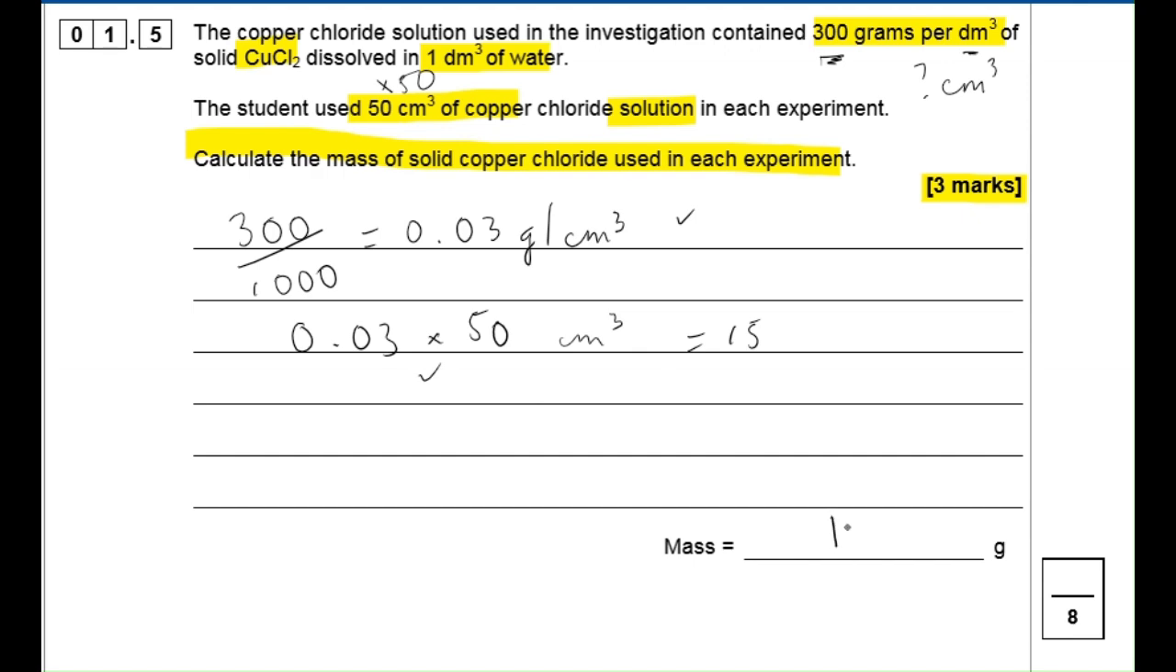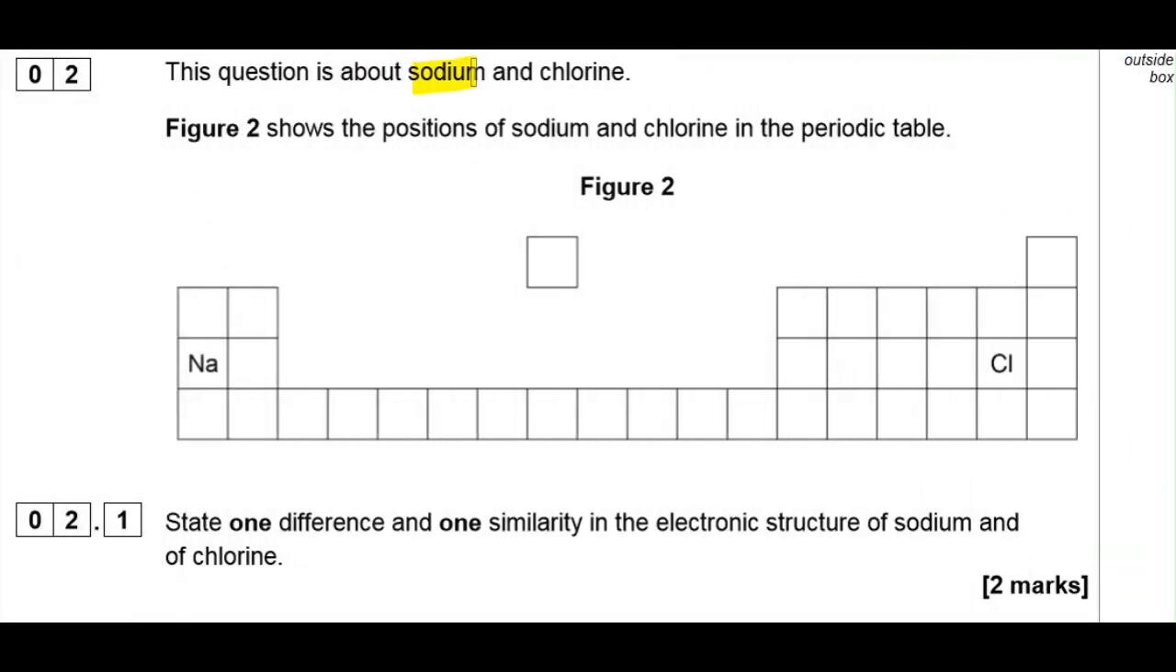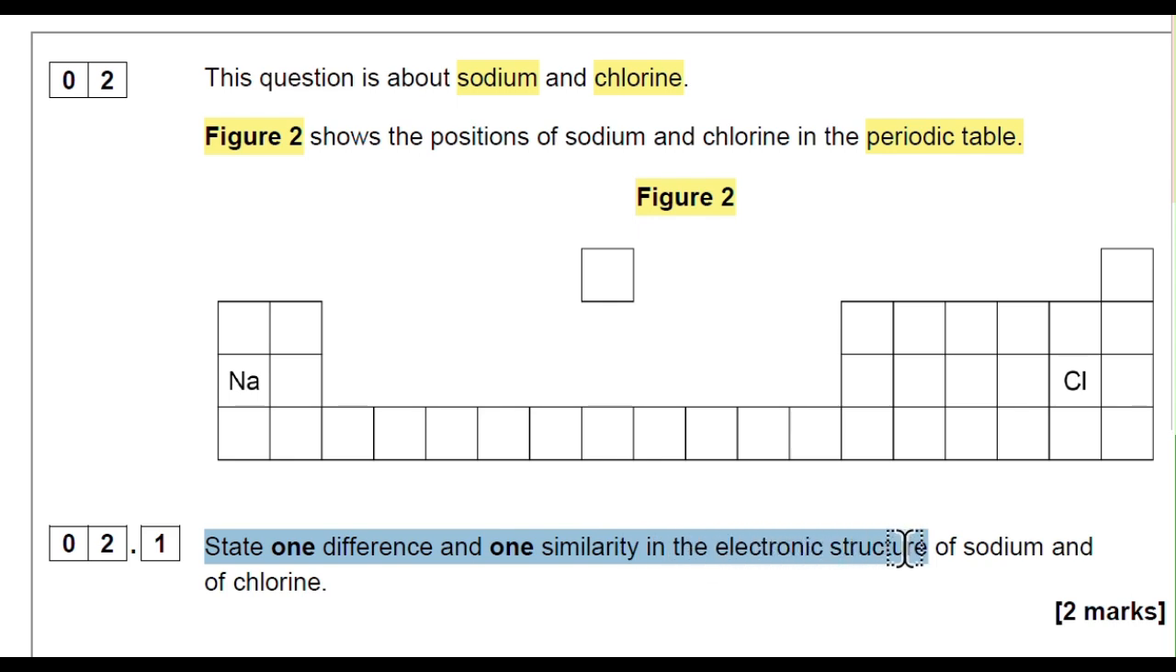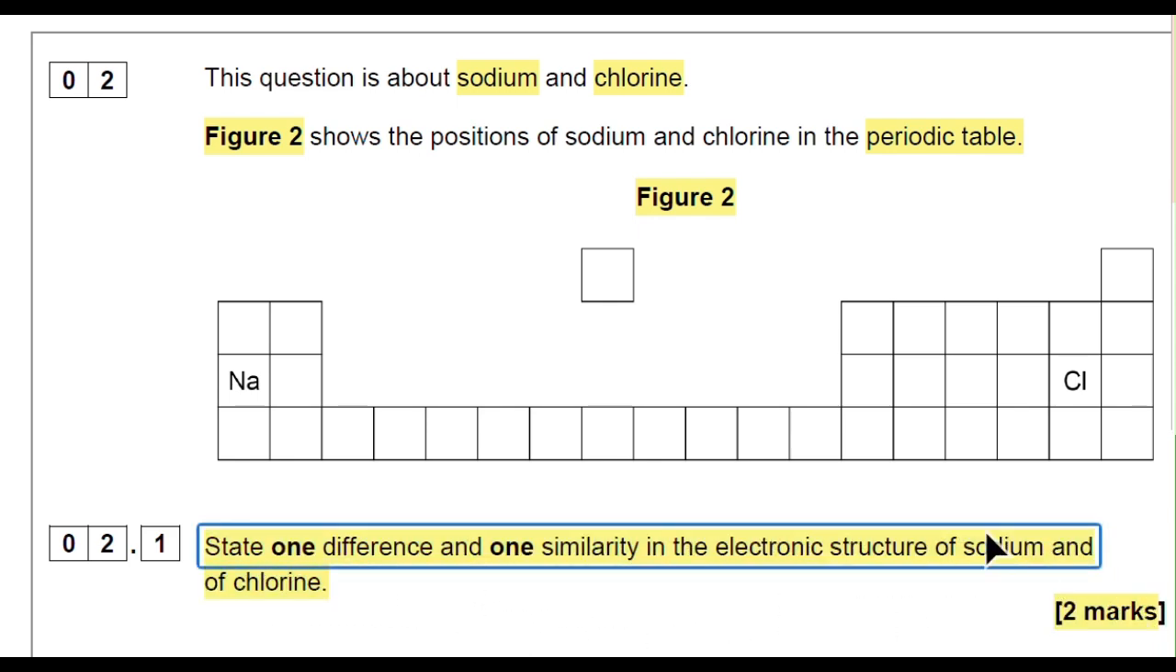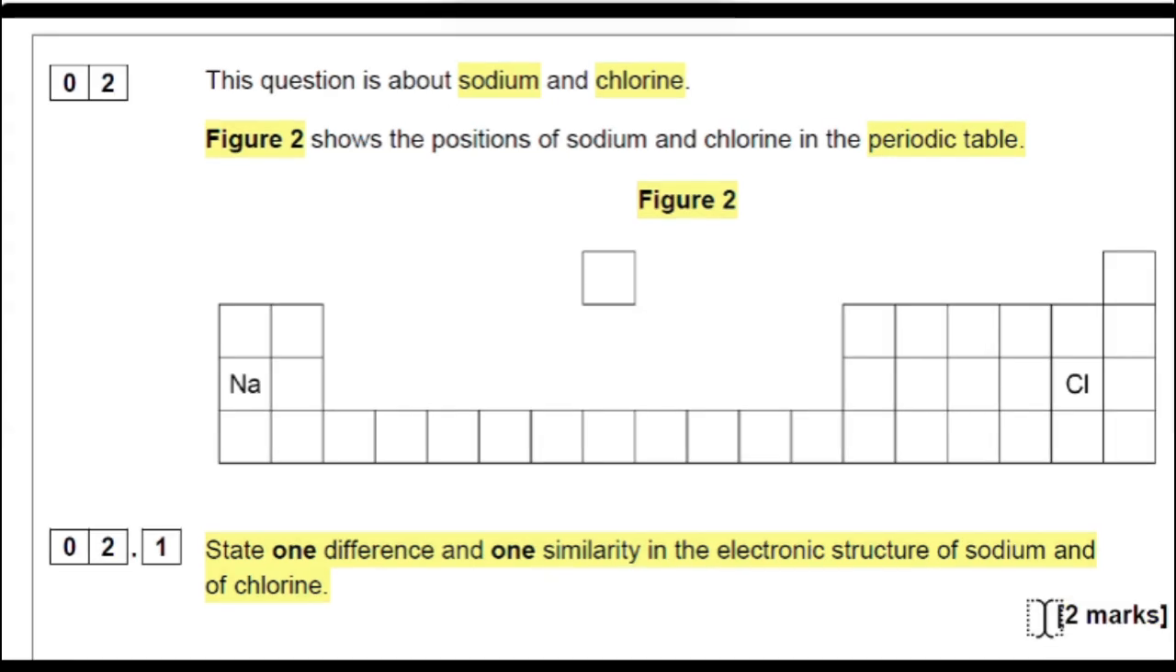Right, question 2 then. This question is about sodium and chlorine. Figure 2 shows the positions of sodium and chlorine in the periodic table. And what you've got here is a little cut down version of the periodic table. So if we look at the periodic table, and underneath it is the first question. 2.1, state one difference and one similarity in the electronic structure of sodium and chlorine.